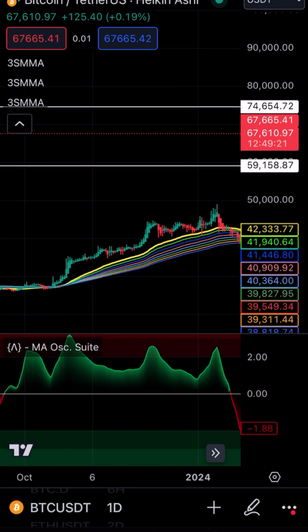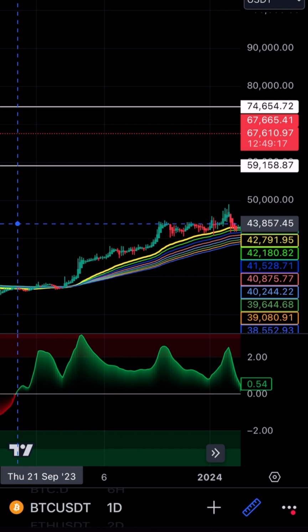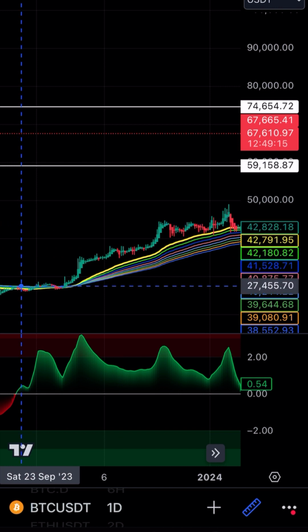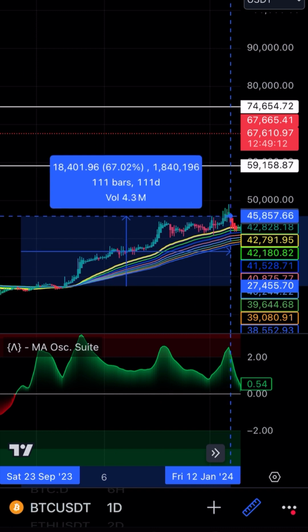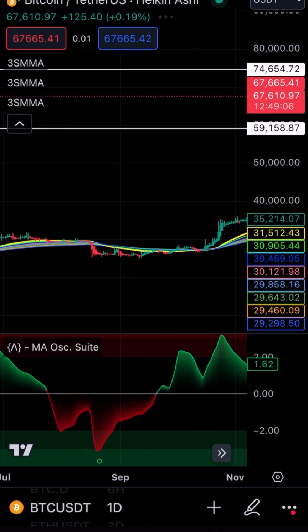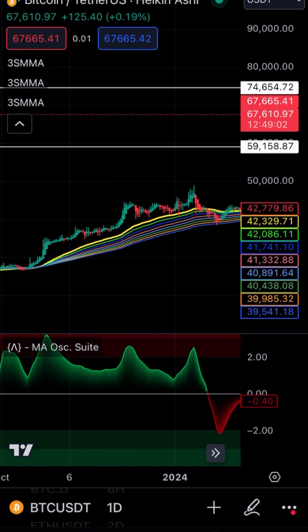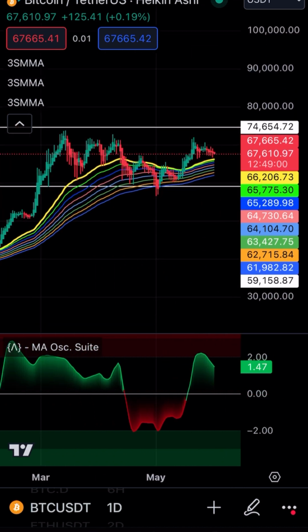So again, if you got in when it crossed the zero line, which is right about here, and you just rode this out, you would have been in profit. For the next 100 days, you would have been in profit. So that's kind of where the uptrend ends.